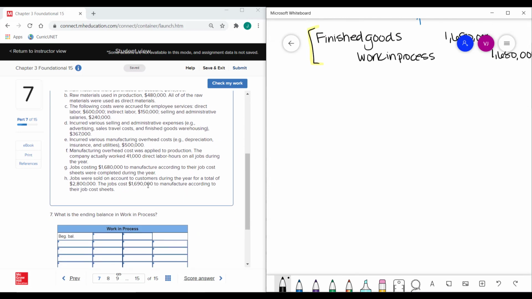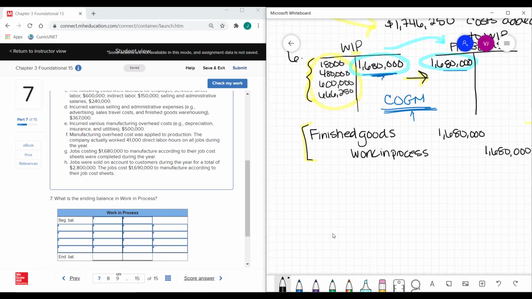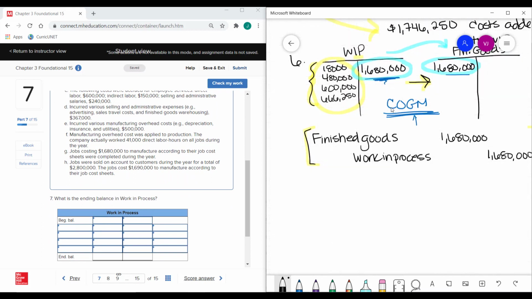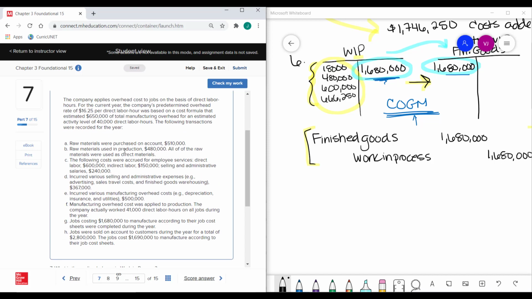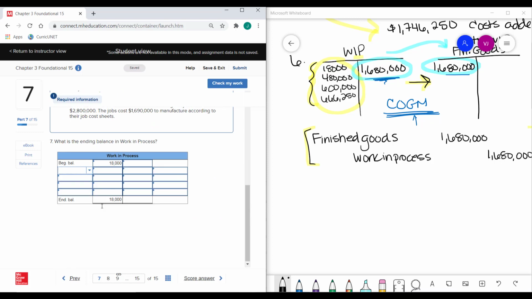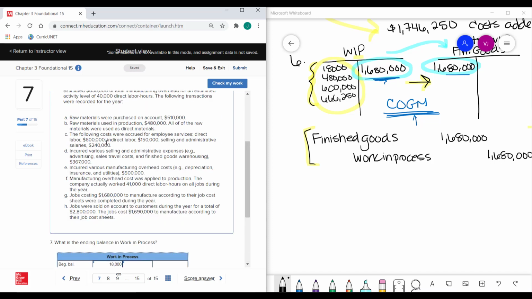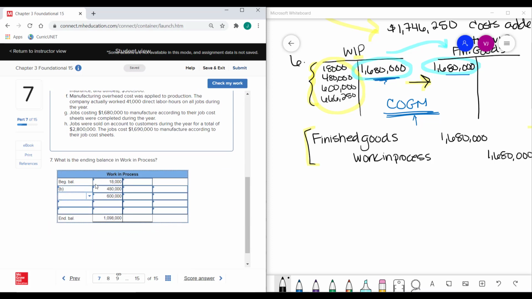Number 7, what is the ending balance in work in process? Okay, perfect. We just get to copy everything over, right? So we have the beginning balance of 18,000. And then we have that debit of 480. And what item does that refer to? That's back to B, right? Item B of direct materials used. And then we have that debit of 600 for the direct labor, right? And that refers to item C.